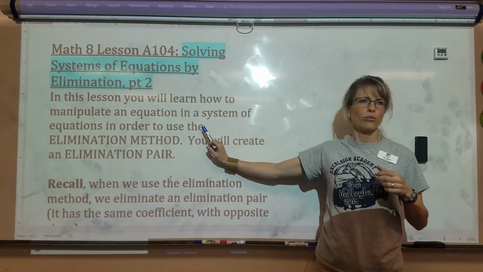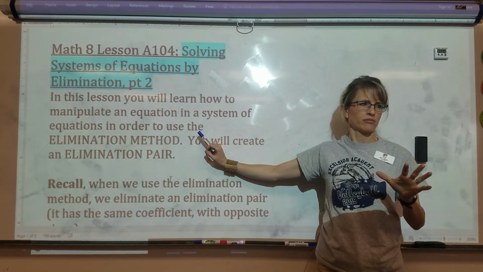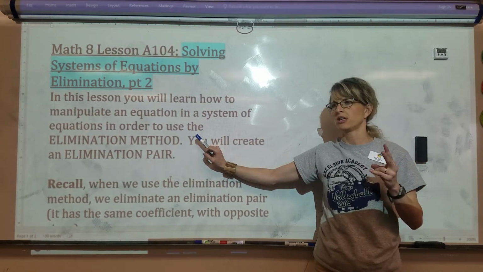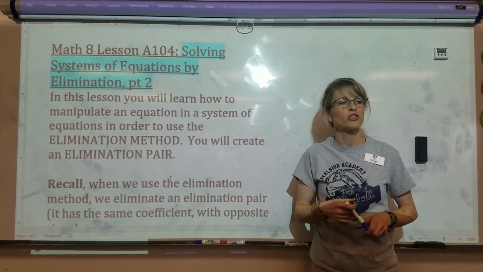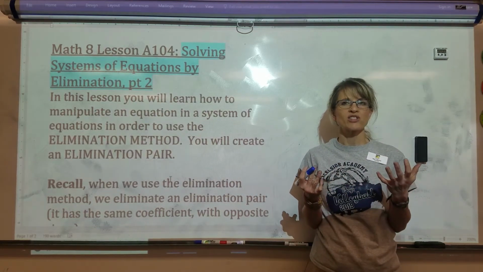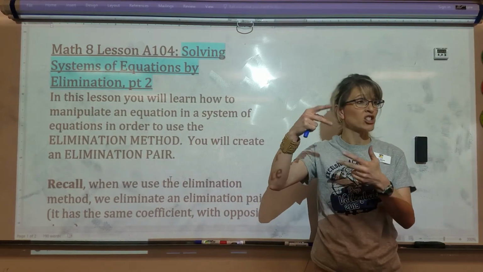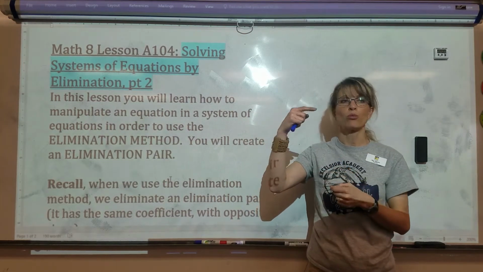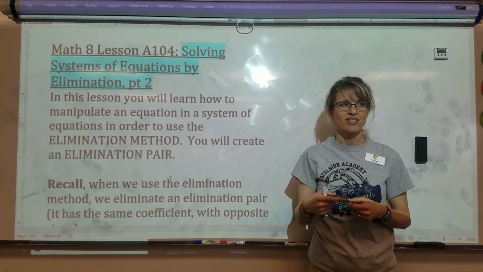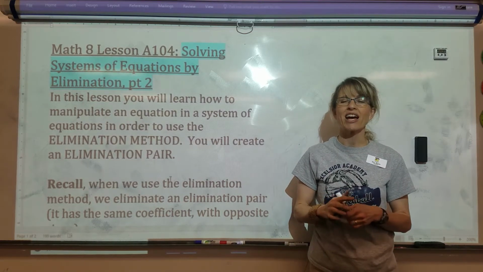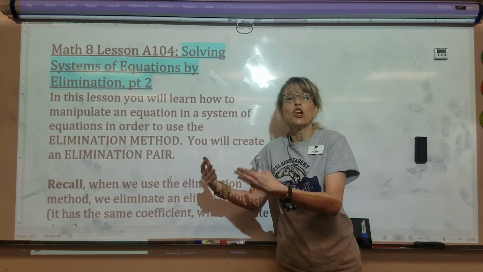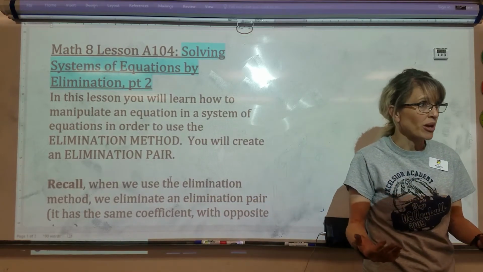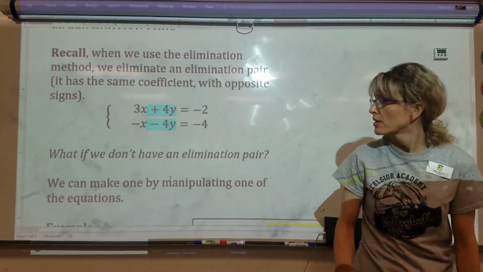Thank you. So we've already learned the elimination method. We haven't learned part 2. So here's what's new in part 2. We're going to have two equations where normally we want that elimination pair. Remember, same variable, same coefficient, but one's positive, one's negative. But today, it's not going to look like that. We're going to have to manipulate it to make it look like an elimination pair. Okay, so let me show you what I mean.